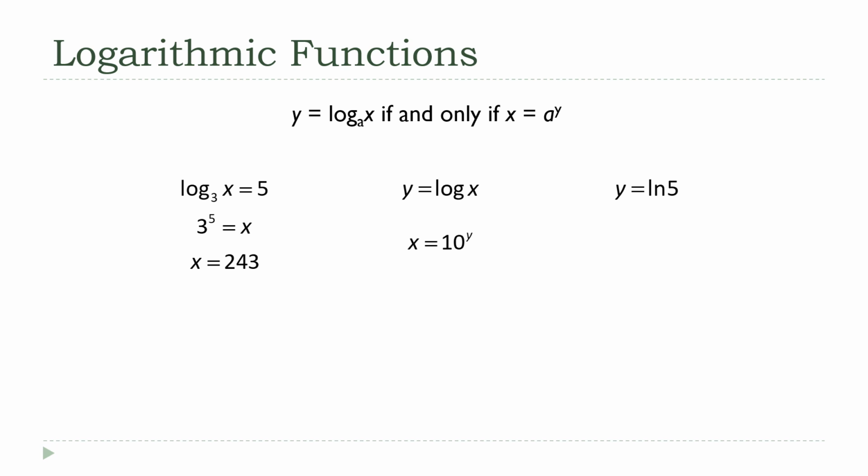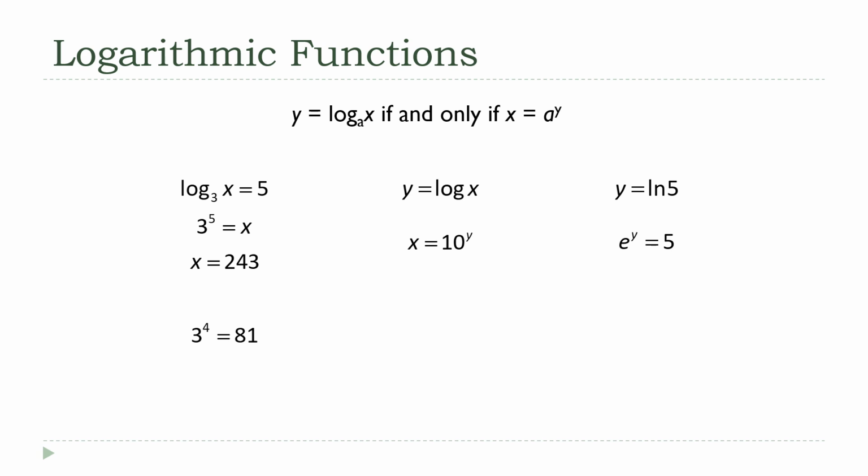ln of 5. Once again, not only is there no base, this time it doesn't even fully say logarithm. This is the so-called natural logarithm. You remember a couple lectures back we talked about a new special transcendental number, e. ln, the natural logarithm, is the log base e. So my translation of this would be e to the y equals 5.